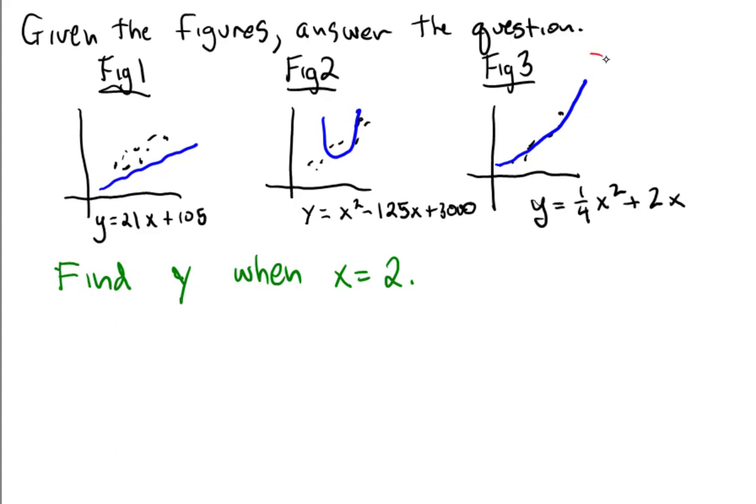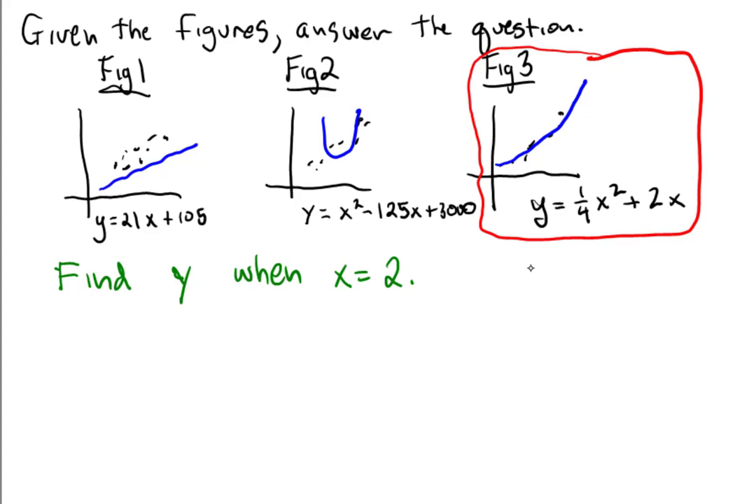So let me circle figure 3, because that's the one I'm going to elect to use to try to solve this problem. And since it's looking for y when x equals 2, that means I'm going to use the rule below it to figure out what y is. So y equals 1/4, 1/4 what? 1/4 x squared plus 2 times x, and it wants x to be equal to 2.